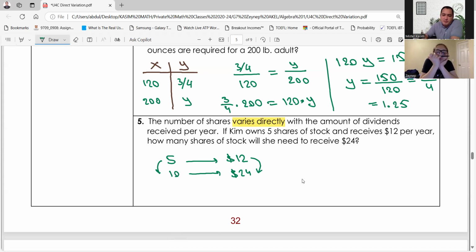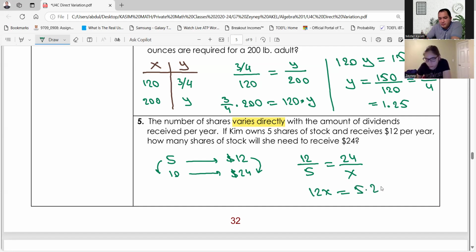And how about using proportion? 12 divided by 5 is equal to 24 divided by x. Cross multiply, 12x is equal to 5 times 24. So what is x? X equals 5 times 24, 120, divided by 12, which is equal to 10.